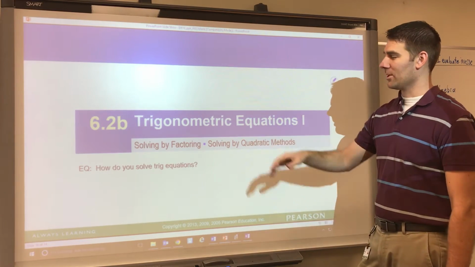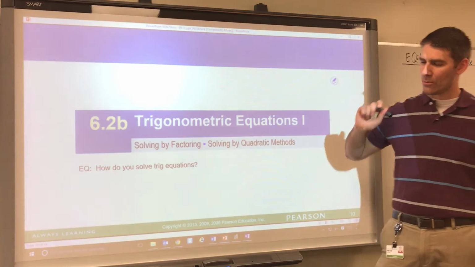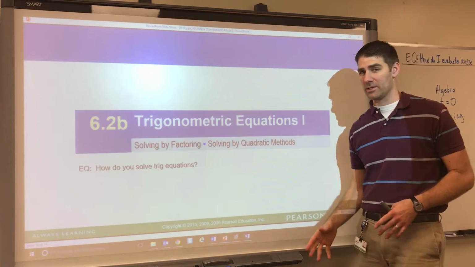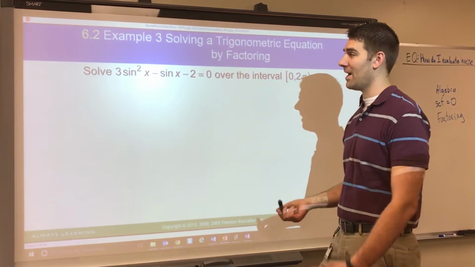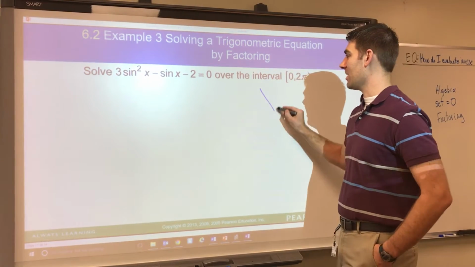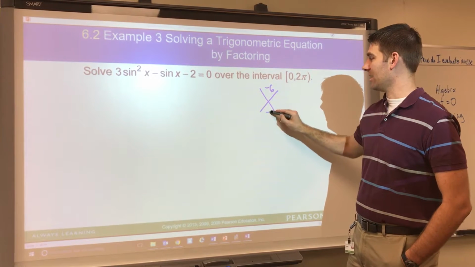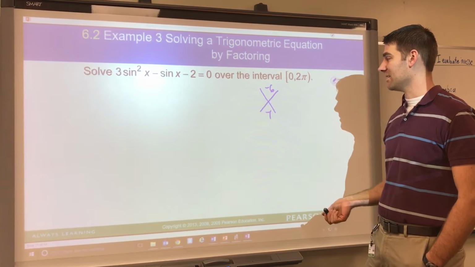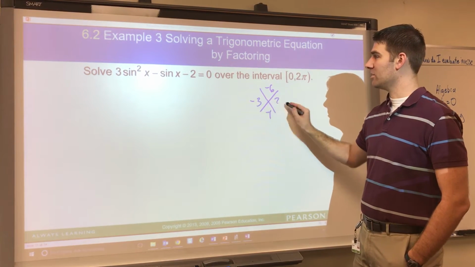So anyways, we're going to talk about more factoring, and in particular, we're going to talk about how to use your calculator to solve these, which I teach you a different way than your book does, so you may need to pay attention. So if you had an equation like this, you would go ahead and factor it. You could use your AC method, and AC is -6, B is -1. So numbers that multiply to get you -6 and add to get you -1 would be -3 and 2.